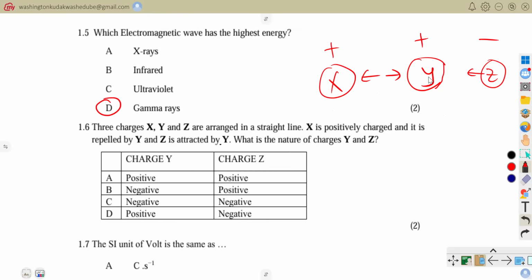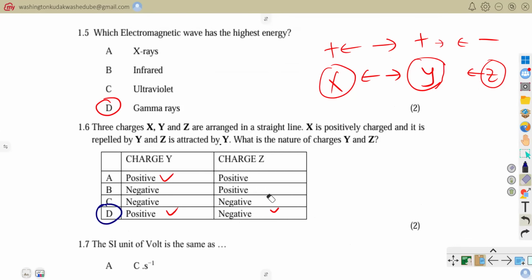Y should be positive because it is being repelled by X, because X is a positive charge. So Y is positive. And then Z should be negative because it is being attracted by Y. We said like poles repel, unlike poles attract. So this one should be negative. So our answer there becomes D, because this is where we have got two ticks.